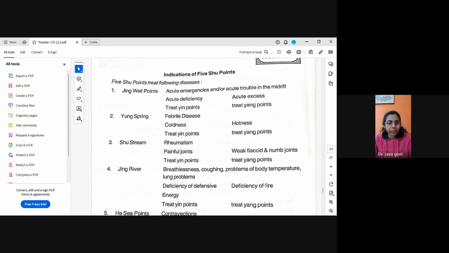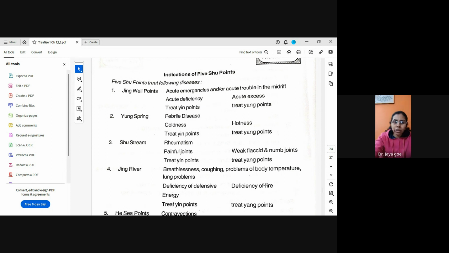Shu-stream for rheumatoid, painful joints, yin points, and weak, flaccid and numb joints, yang points. Breathlessness, coughing problem, and body temperature, for lung problem, deficiency of the defensive energy. We treat with the yin point, and deficiency of fire we treat with the yang point.